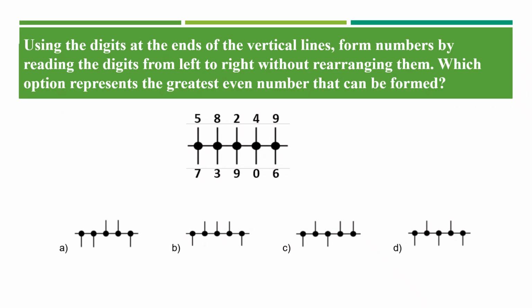The first question for the day is, using the digits at the ends of the vertical lines, form numbers by reading the digits from left to right without rearranging them. Which option represents the greatest even number that can be formed? Here we have the digits 5, 8, 2, 4, 9. On the other side, we have 7, 3, 9, 0, 6.